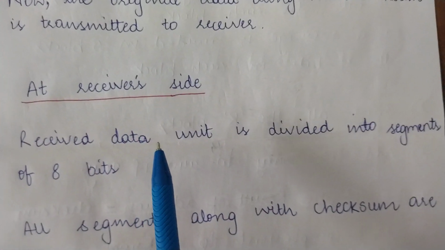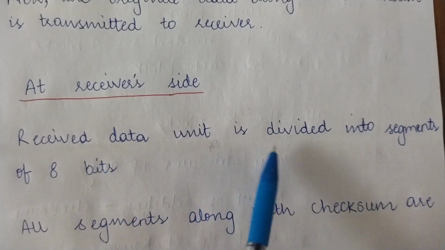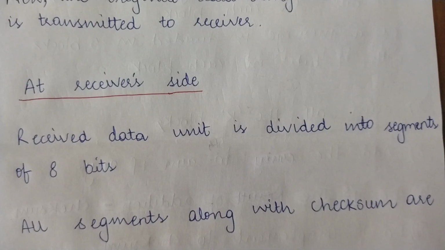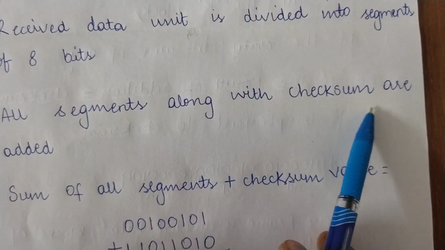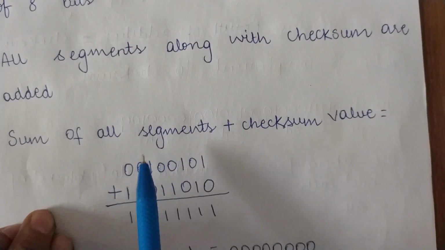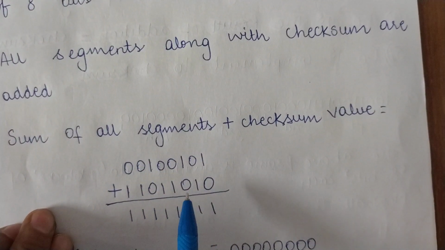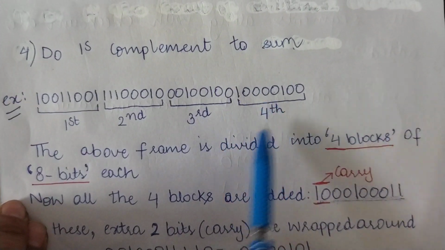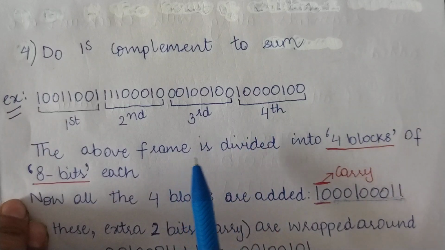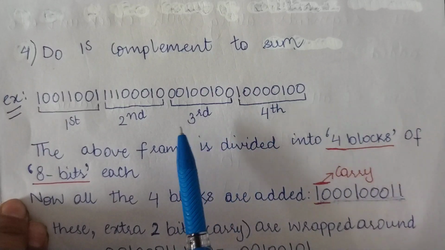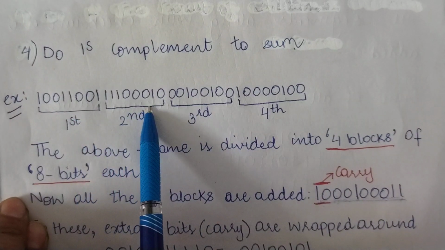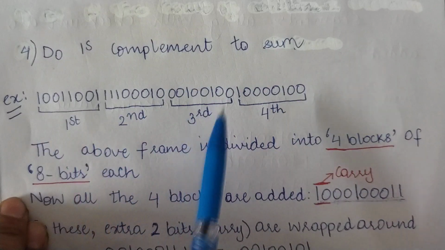Now what happens at the receiver side? The received data unit is divided into segments of 8 bits again, right? So that you know how you will do. And all segments along with the checksum are added. So I already know the result of addition of these 4 segments, right? Receiver does not know. Receiver will do it all over again. But here, since we are doing the calculation at both the sender and the receiver side, we already know the result of the 8 bits of these 4 segments. So I will not calculate it again.